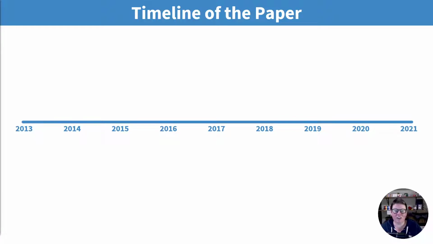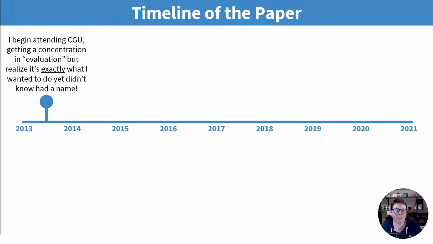But I want to just start off and note that this is an 8-year process from start to finish, that from conceptualization to idea to starting to actually work on the manuscript to final publication was 8 years in length. This all started in fall of 2013 when I began my career at Claremont Graduate University, getting a master's degree in positive developmental psychology with a concentration in evaluation.